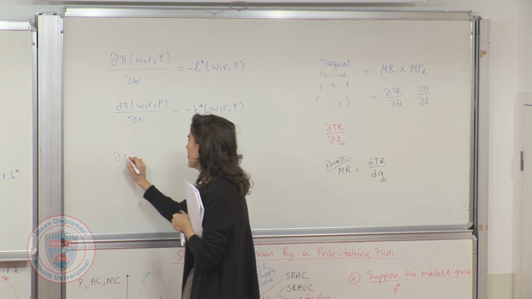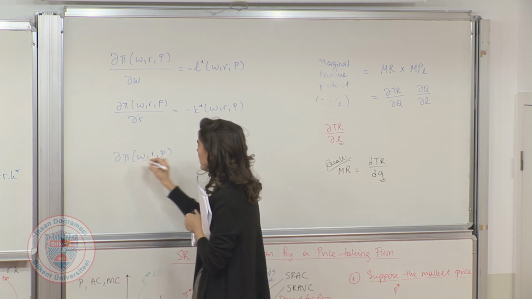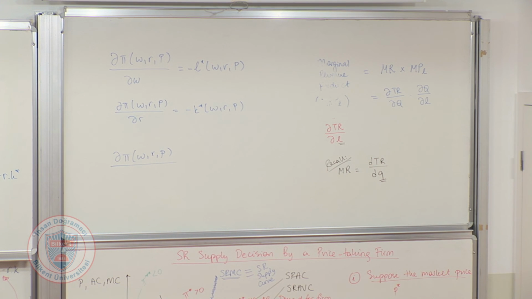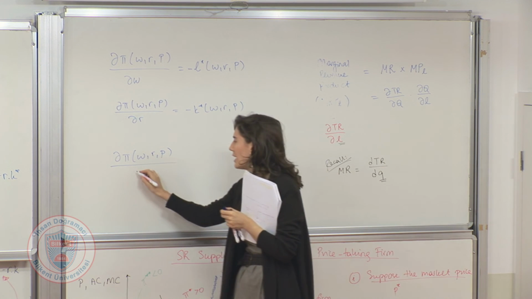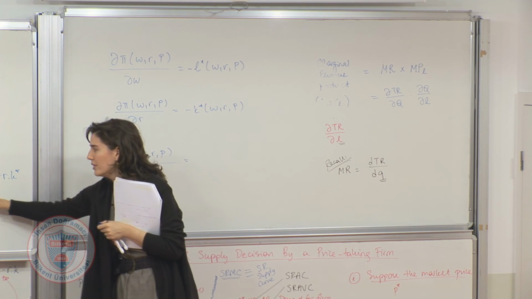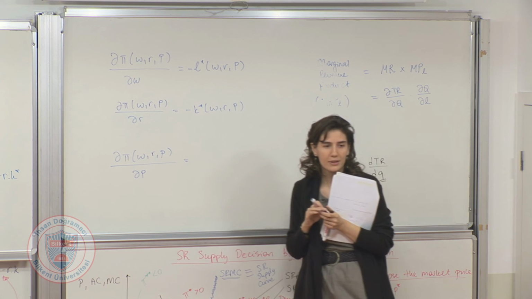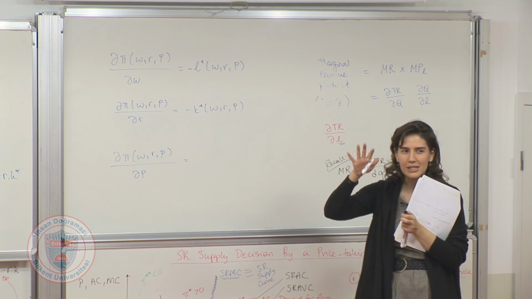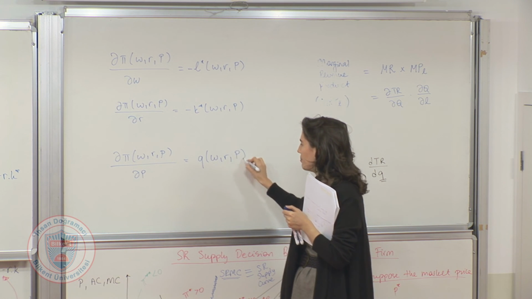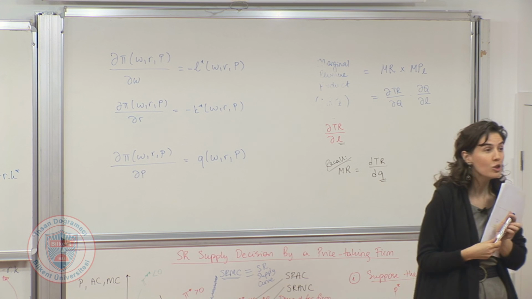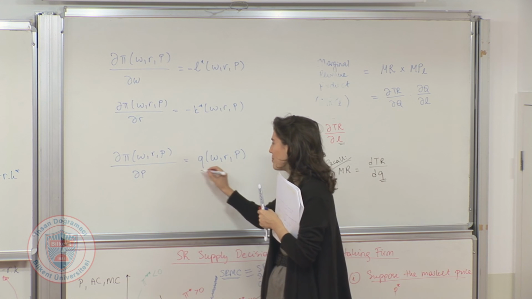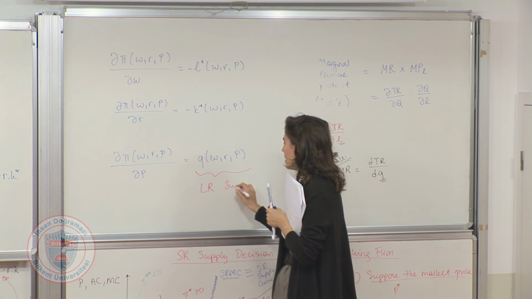And now my promise. When you take the derivative of the profit function with respect to price, what are you going to get? Q, right? So with similar logic, this is Q star of wage, R, p, and this is the long run supply function, okay? So this is how you get it. So I kept my promise. This is the long run supply curve.